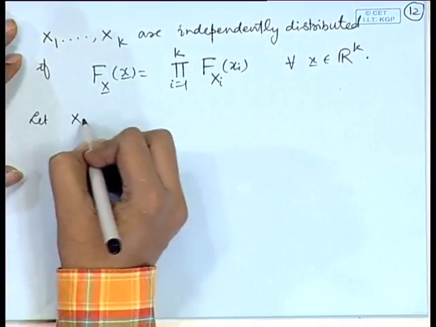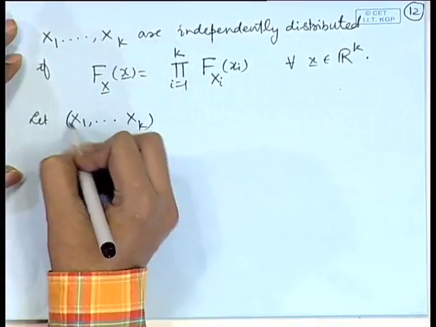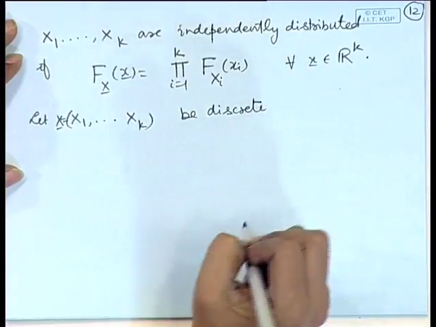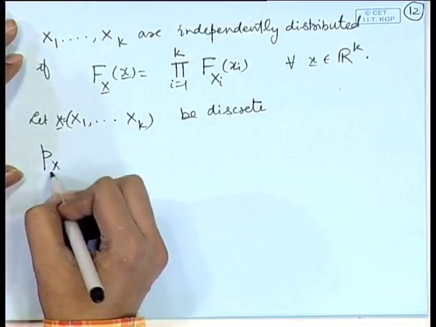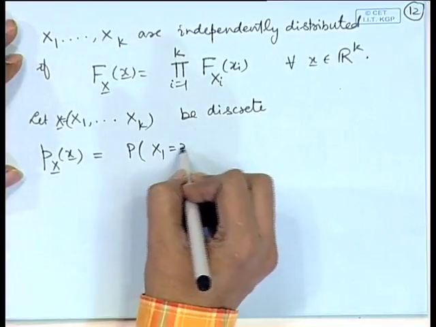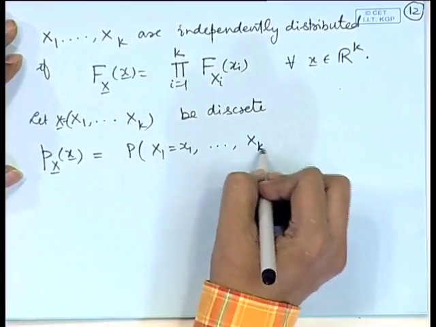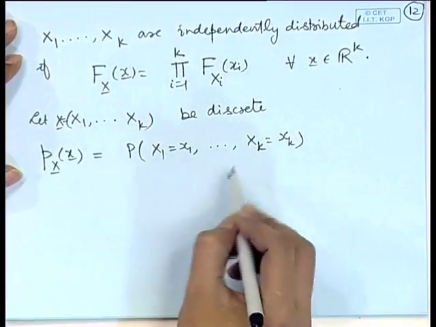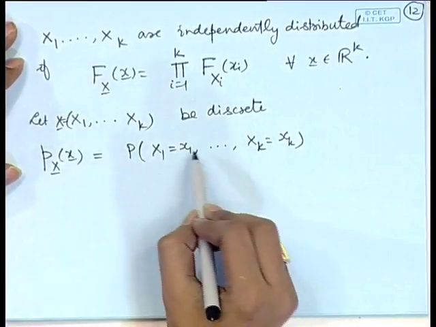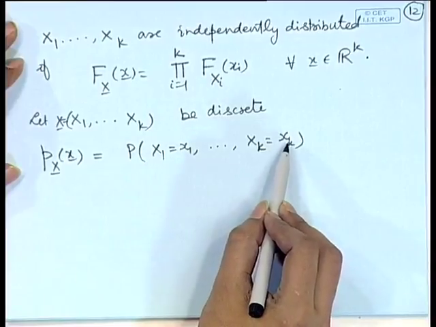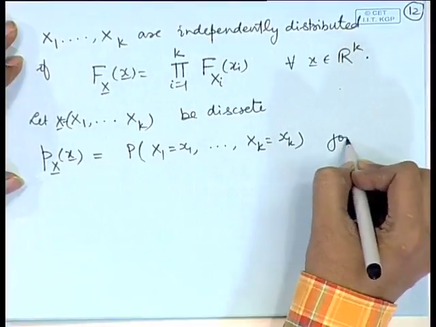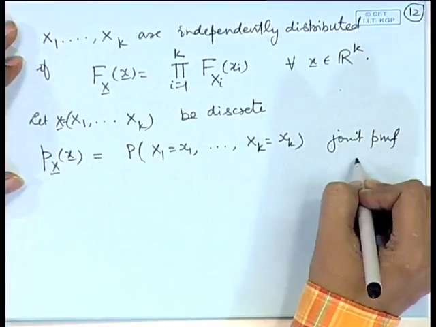Let X 1, X 2, ..., X k be discrete, that means all of the components are discrete. So, we have a probability mass function, that is probability of X 1 equal to x 1 and so on, X k equal to x k. It will satisfy the usual properties, that is it should be a non negative function, and if we sum over all possibilities of x 1, x 2, ..., x k, it should add up to 1. So, this is the joint probability mass function.